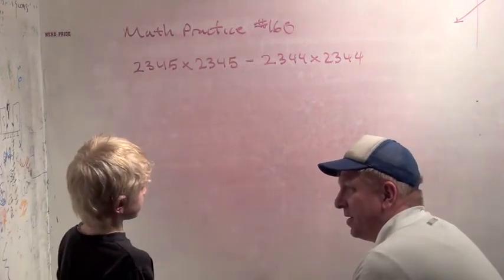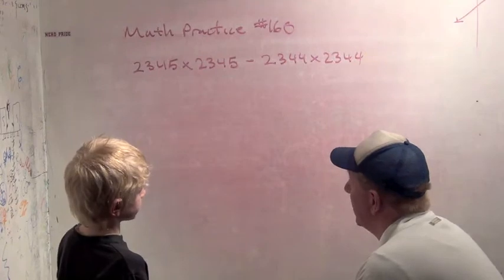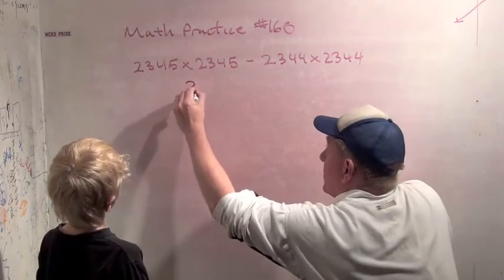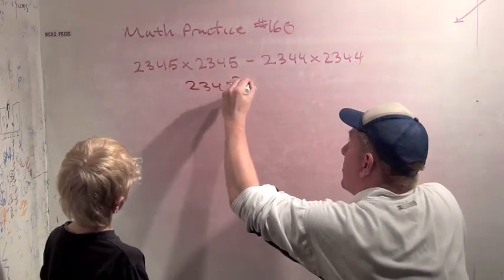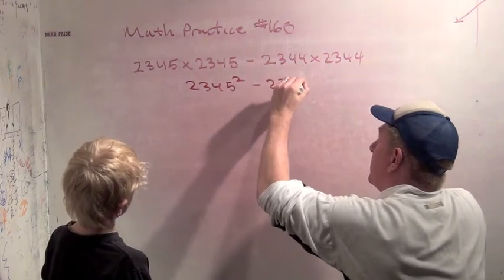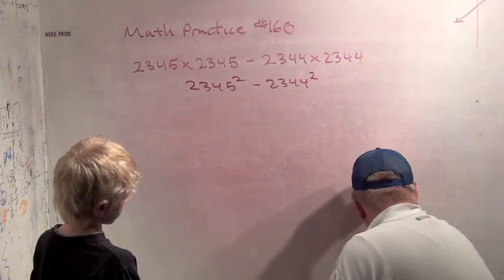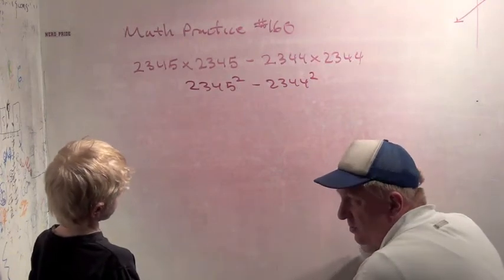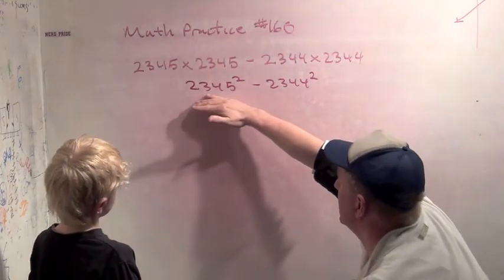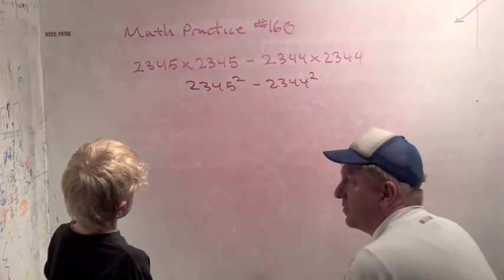So, did you know how to do this problem? No. Okay. Well, this is 2,345 squared minus 2,344 squared, right? That's how we write it. So maybe a good first step would be to do some easier squares. What do you notice about 2,345 and 2,344?